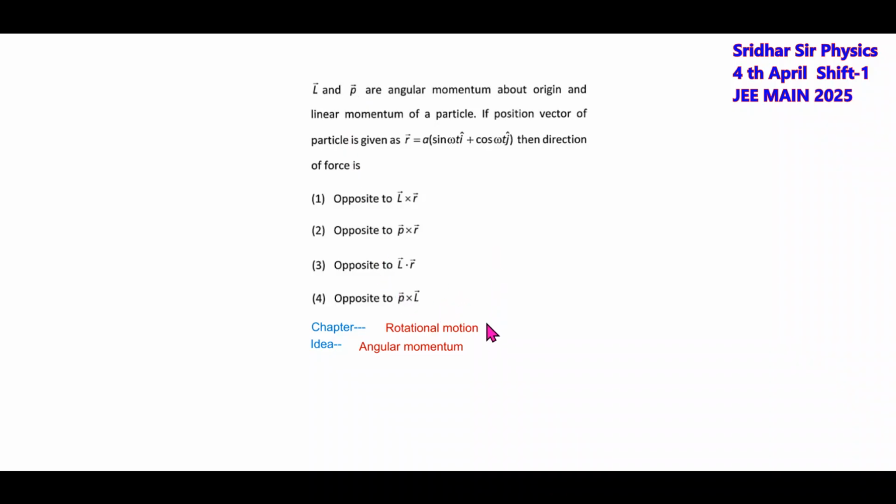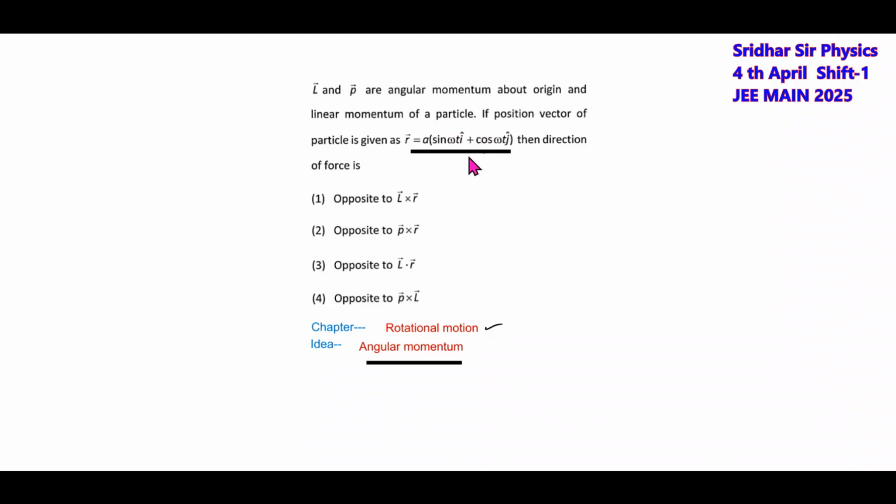This question belongs to the rotational motion concept of angular momentum. Let me read the question. L and P bar are the angular momentum and linear momentum of a particle about the origin. If the position vector of the particle is a sin omega t i cap plus a cos omega t j cap, then what is the direction of force? It's asking how the force vector will be directed.